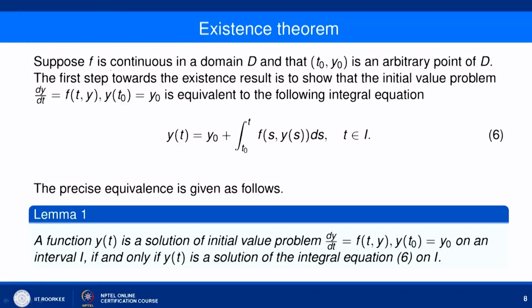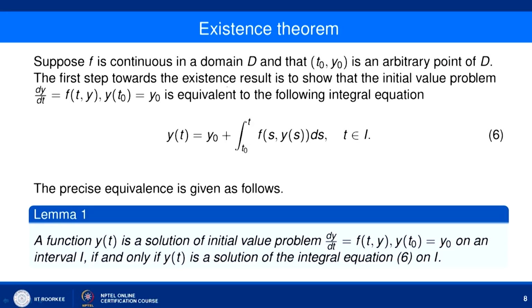So, the first thing is to construct a sequence, the second is to show that this sequence has a limit in some interval, and the third is that the limit is actually a solution in that particular interval, which we are going to see in this lecture. To consider the existence theorem, first let us assume that f is continuous in a domain D and that (t0, y0) is an arbitrary point of D.